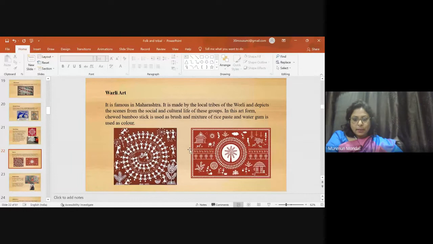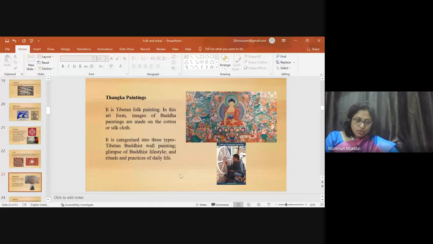But when we move to Thangka, it is also a kind of folk painting, but it is mostly Tibetan in character. So in this art, images of Buddha are prioritized. Why Buddha in Thangka? Because it is very much religious and not the social one. So we can understand that folk paintings are very much influenced by social as well as religious aspects.